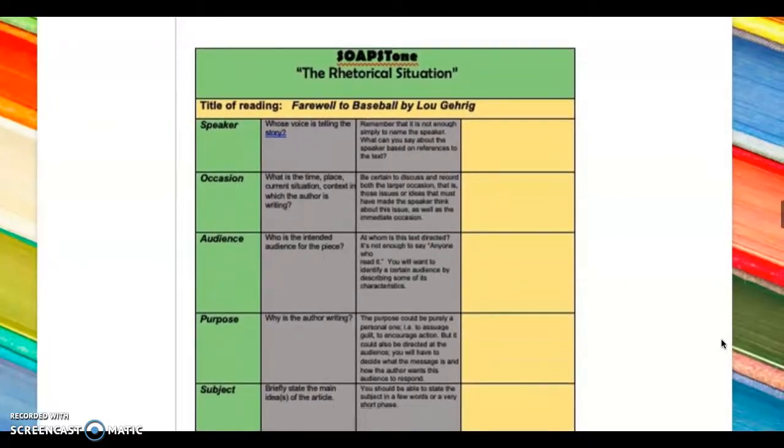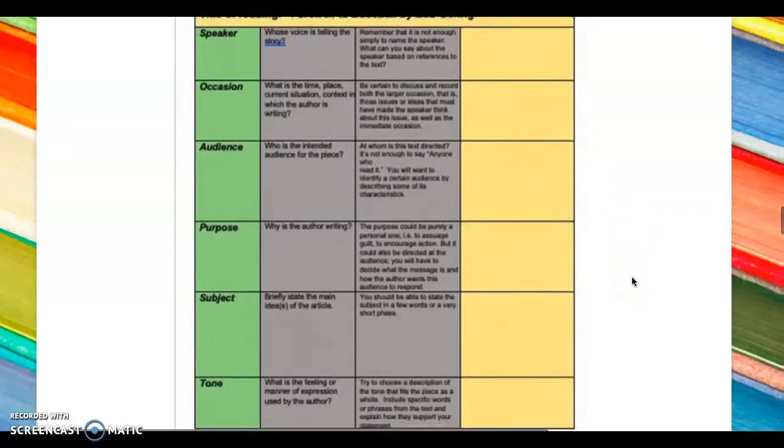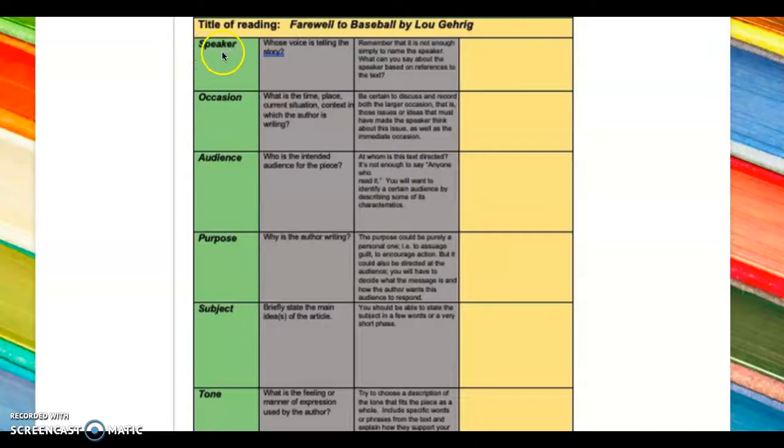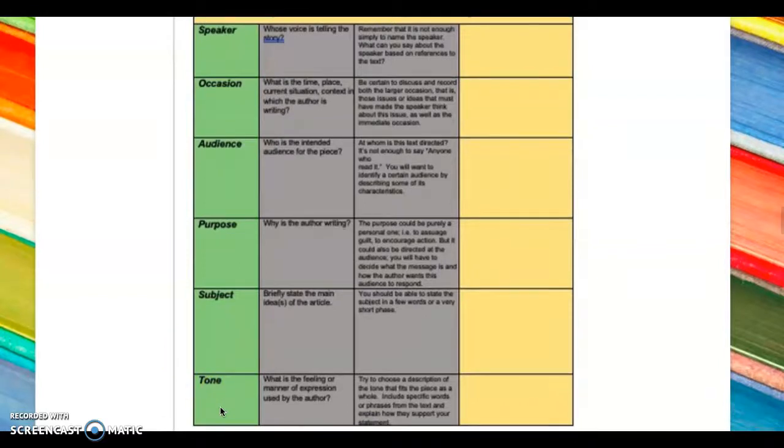And you can see that there's an acronym, and the acronym stands for speaker, the voice that is telling the story; occasion, the time, the place, the situation, the context in which the author is writing; the audience, who is the intended audience for the piece; the purpose, why is the author writing; the subject, this is just kind of the main idea of the article; and then the tone, what is the feeling or the manner of expression used by the author.